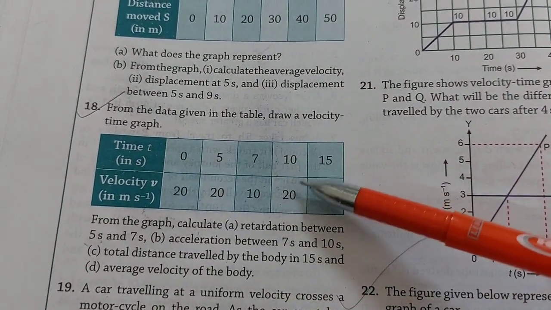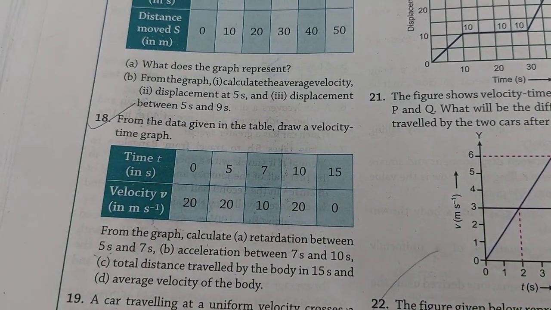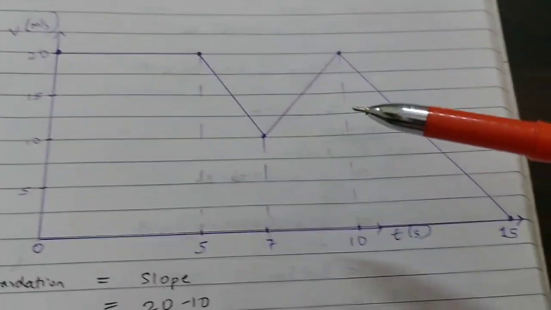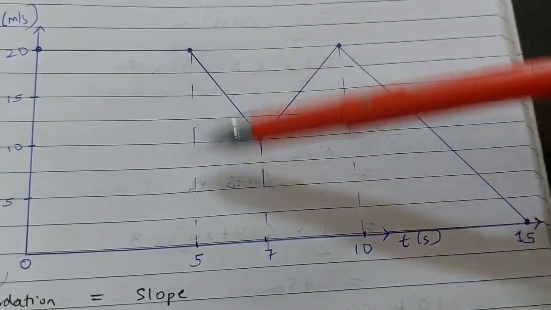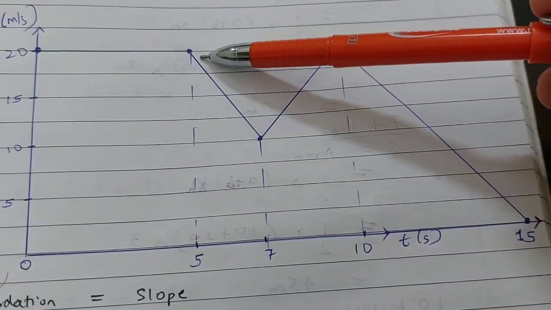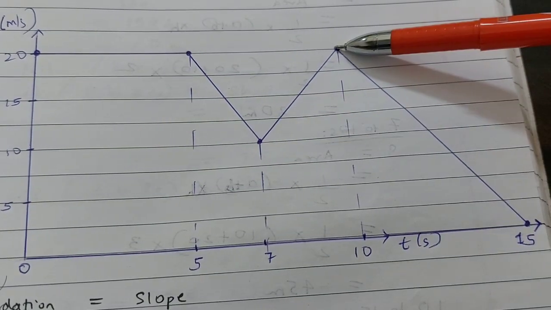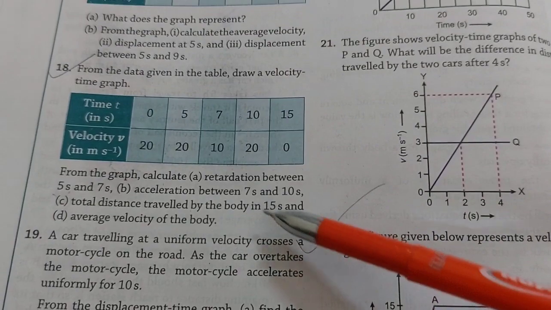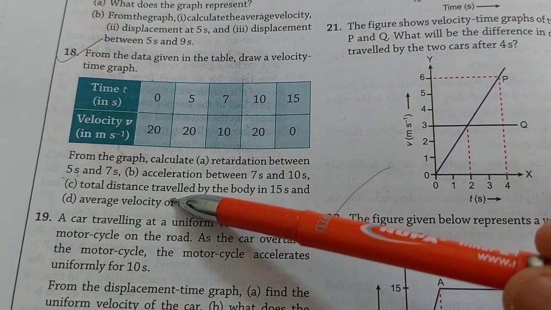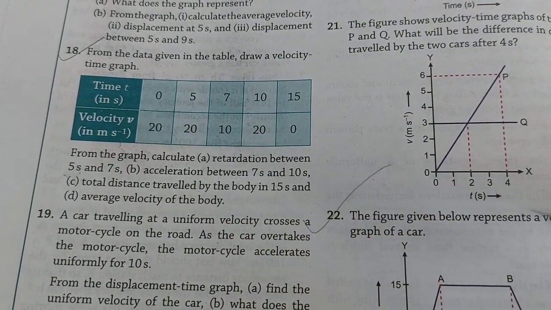Now the 18th sum. From the data given, draw a VT graph. So let's do that first. VT, make sure it's equidistant, equispaced. I see uniform velocity for the first 5 seconds, then retardation, uniform acceleration, again uniform retardation. Okay, they want first of all a retardation between 5 and 7 seconds and acceleration between 7 and 10 seconds.